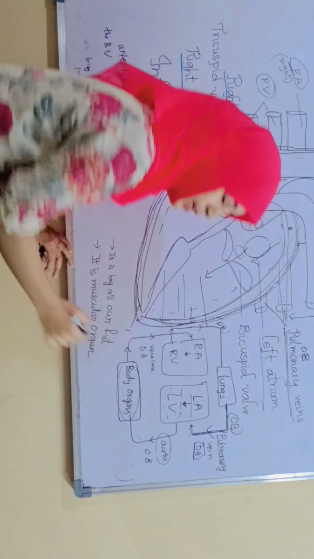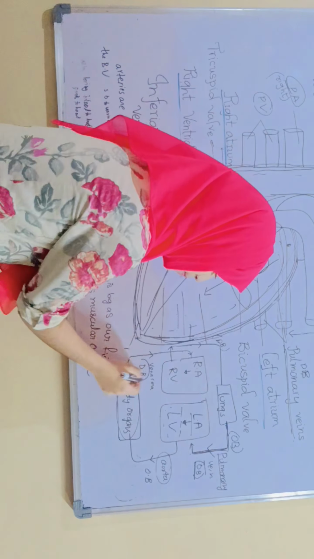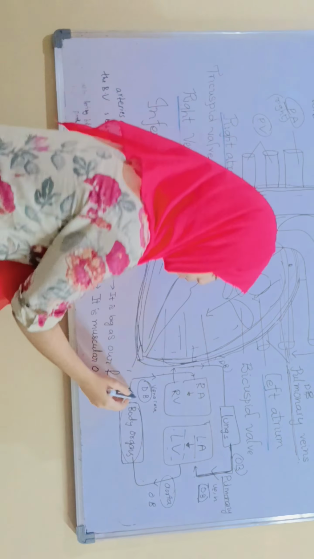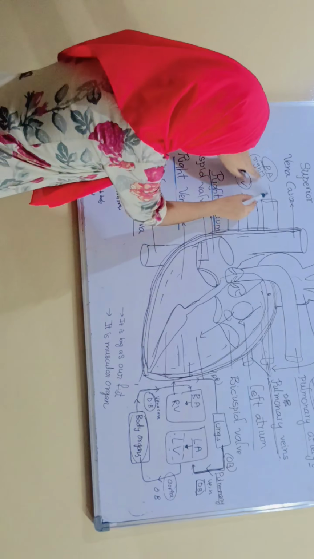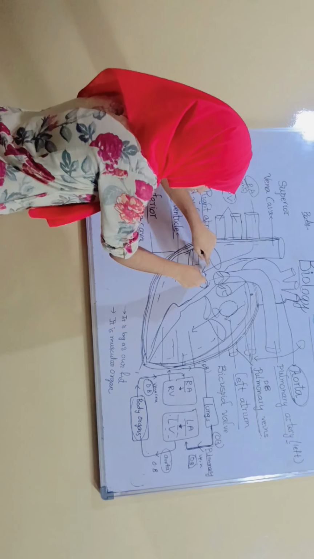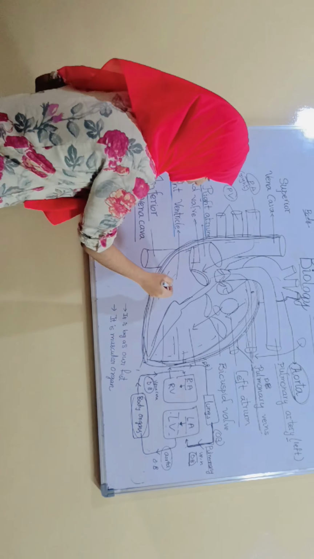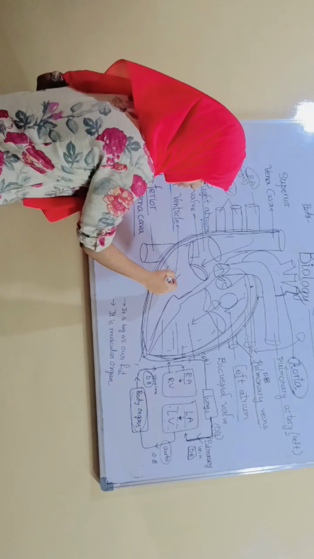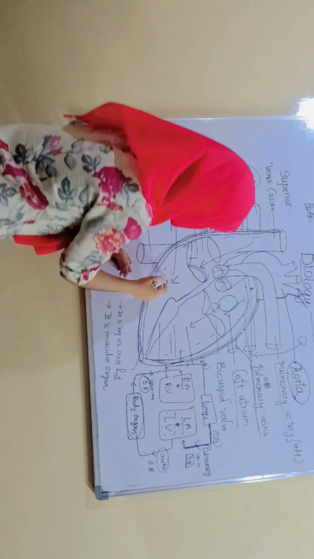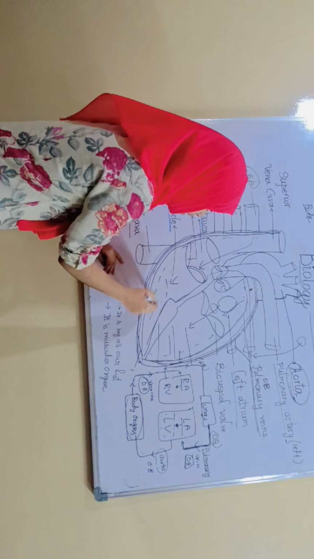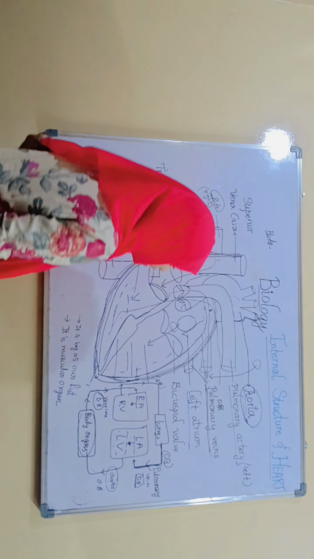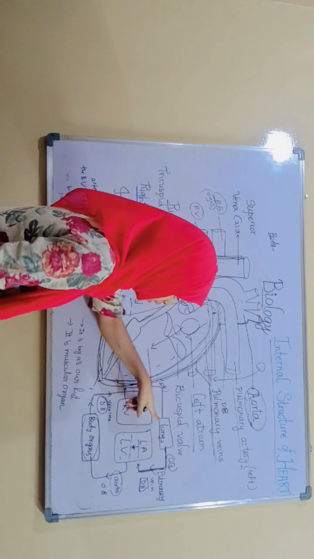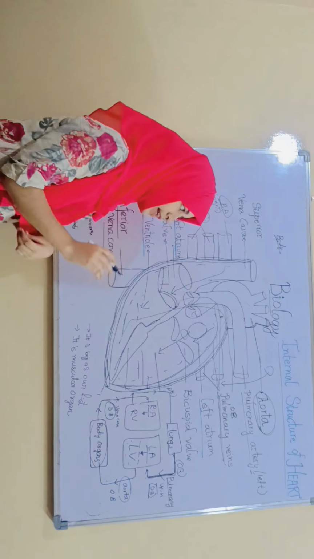Now after giving the blood to the body organs, the blood becomes deoxygenated blood. From the inferior vena cava, it goes into right atrium. Right atrium pushes the blood into the right ventricle. When this right ventricle is filled with blood, it pushes the deoxygenated blood again through the pulmonary artery to the lung. So this is the cardiac cycle.